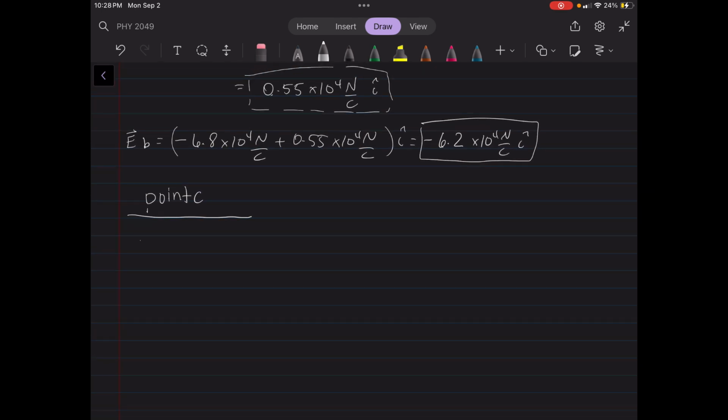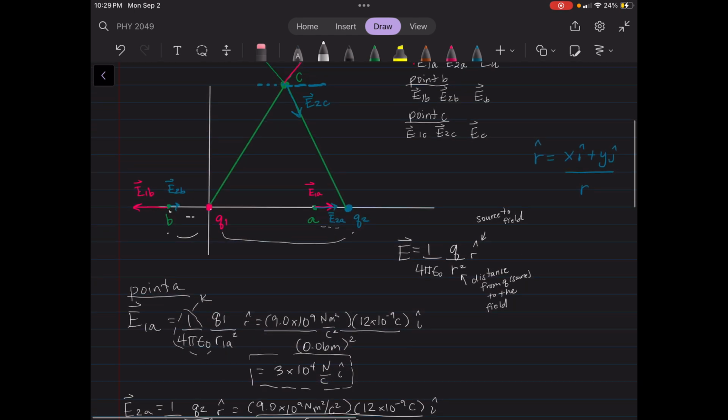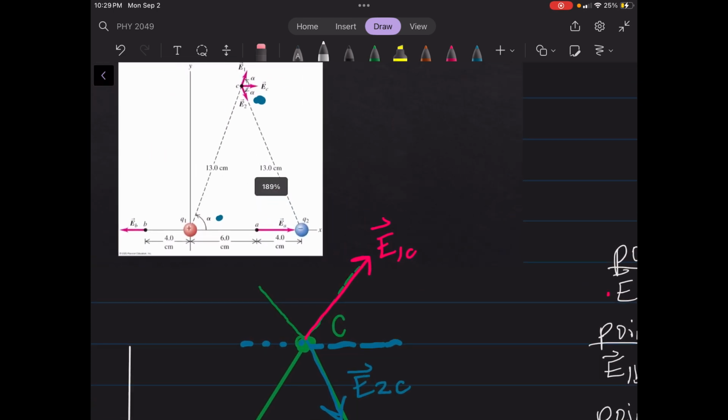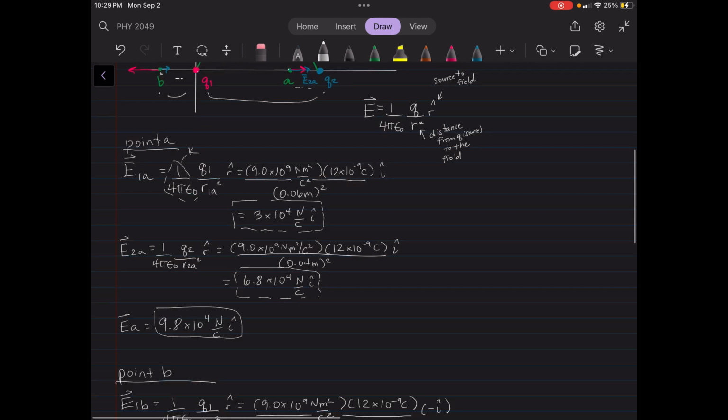Okay, let's keep following. E1C, okay? Q1 over r1C squared, r hat. All right? 9 times 10 to the 9 newton meters squared per coulomb squared, Q1. Okay, distance between Q1 and C. I believe that was given to us up here as 13 centimeters. Okay, right there. It's 13 centimeters.